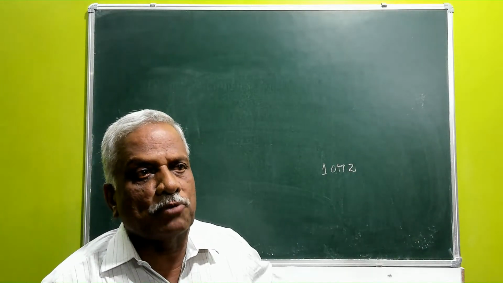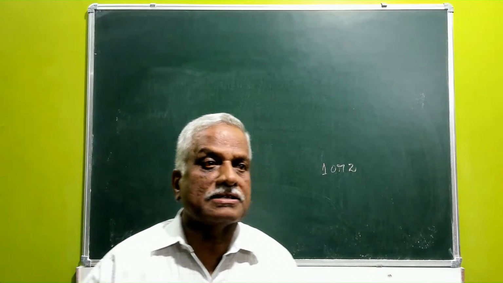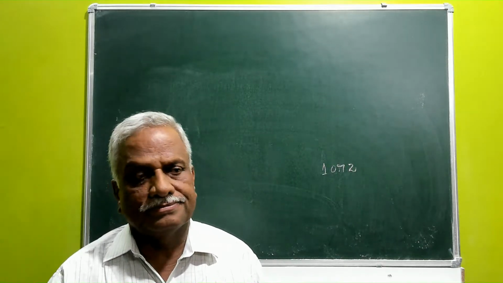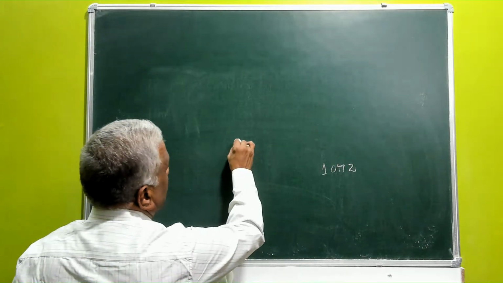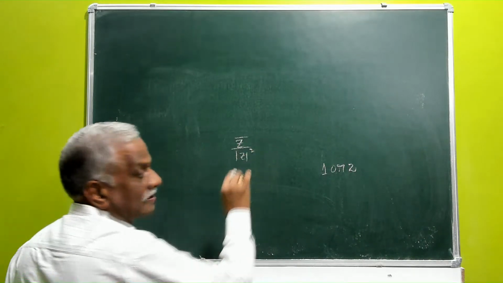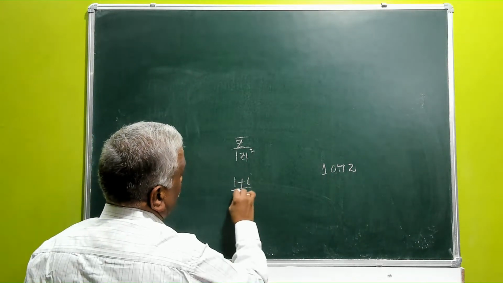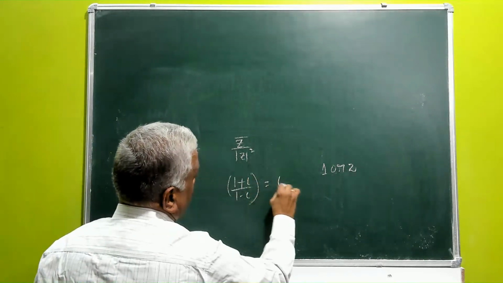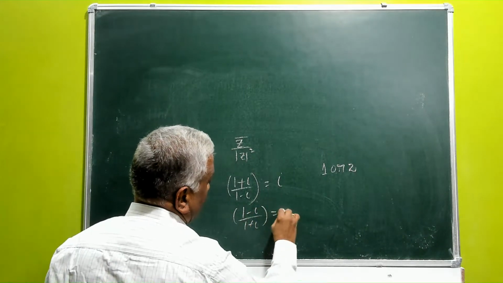So I repeat, what are the possible questions from complex numbers? Modulus of a complex number is root of x square plus y square. The multiplicative inverse of z is equal to z bar over modulus of z whole square. And other thing you need to remember is (1 plus i) over (1 minus i) is equal to i, and (1 minus i) over (1 plus i) is equal to minus i.